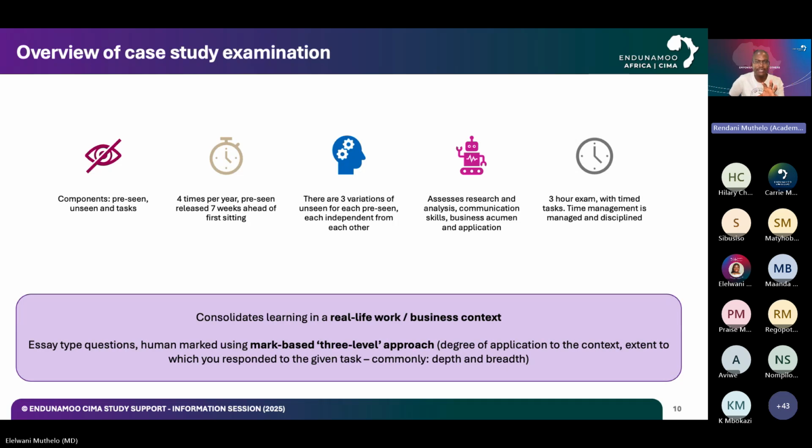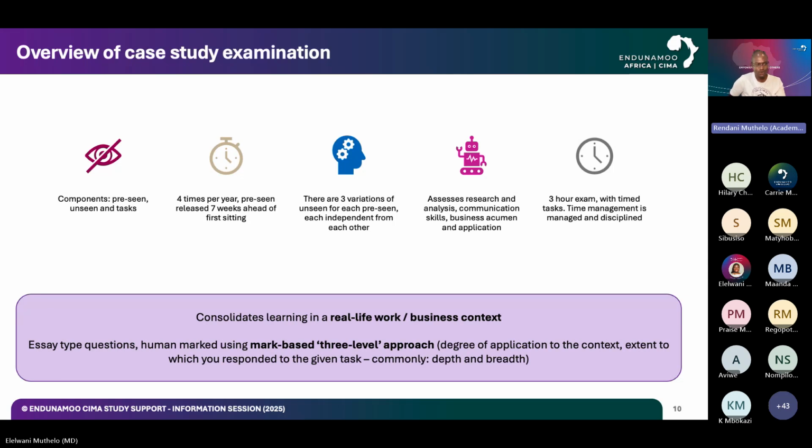The second component is: when do I get this pre-seen, and when will I write it? For the objective test, I mentioned that they are on demand. You write as and when you want. But for the case study, there are only 4 sittings per year. Why am I saying only? There are lots of sittings in a year, and there are 4 of them. So every quarter, there is a sitting.